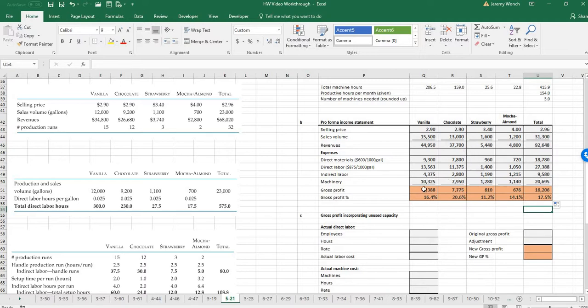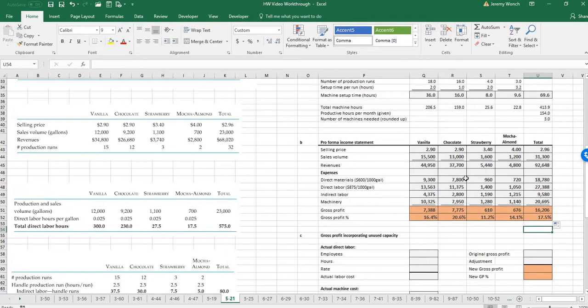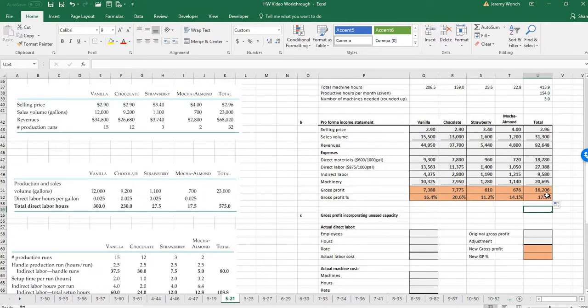And so based on our ideal situation, if we're really efficient, we would make $16,206 in gross profit and have a profit margin, or gross profit margin, of 17.5%.